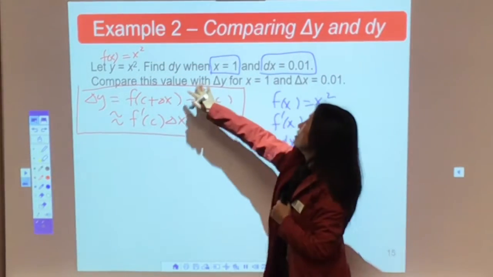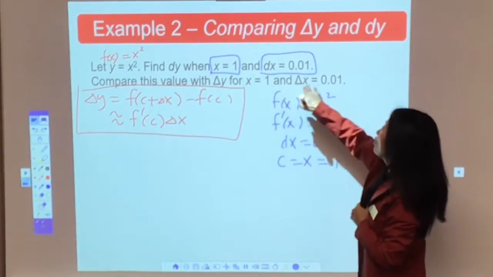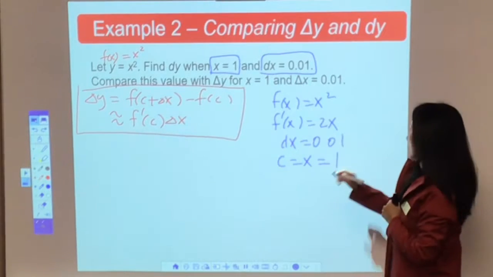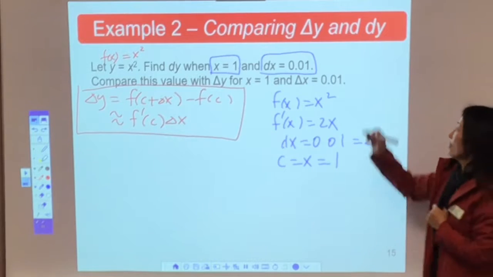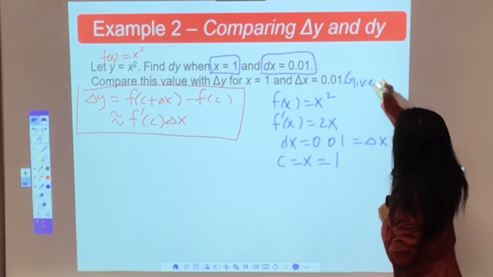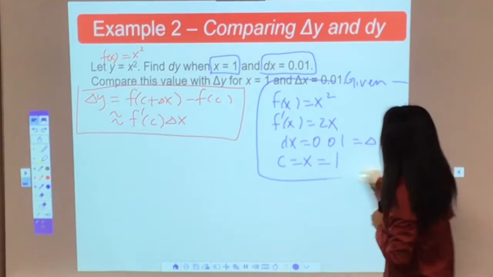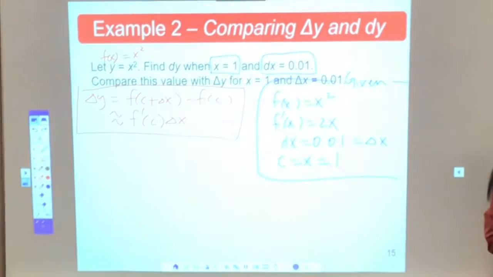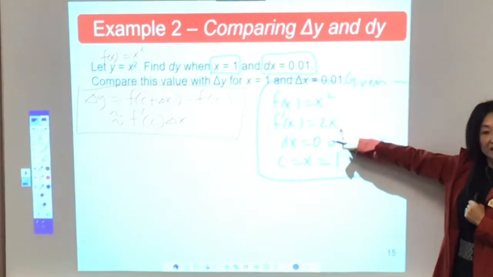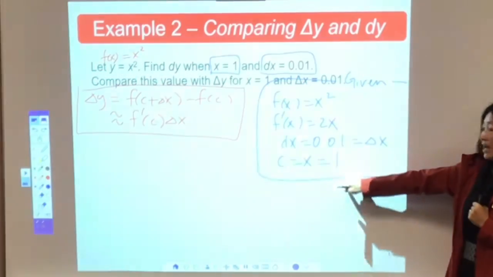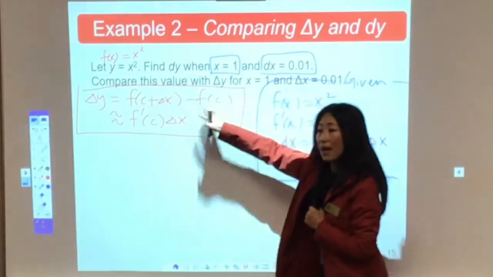And then it says compare this with the dy. So in other words, this is also delta x. This is a given. So when you do your problem, write down what's given. They gave you this, I can find this. This is a given, and this is given. So let's plug into my formula.